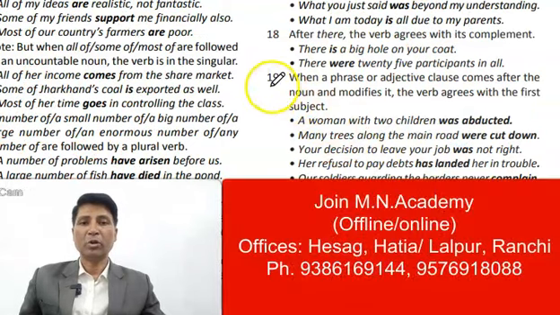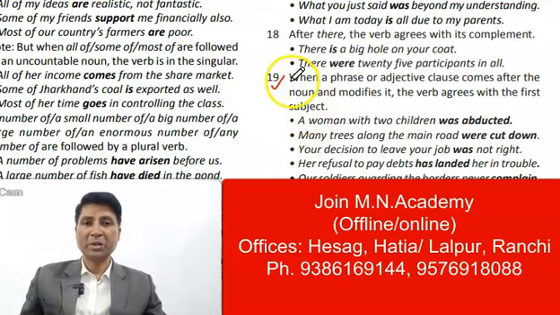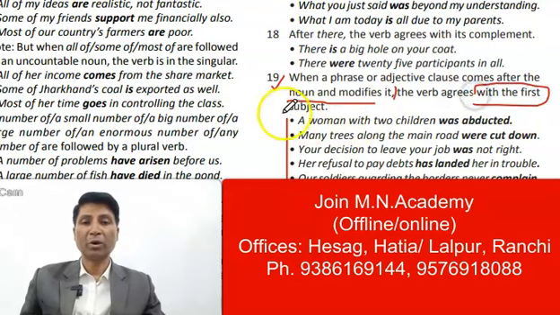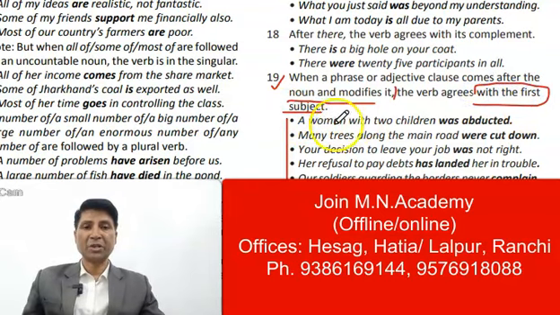Now look at rule number 19. It is one of the most important and useful rules of this chapter. Let us read and understand with the help of examples that are given over here. First, let us read the rule. It says, when a noun is followed by a phrase or adjective clause that modifies it, the verb agrees with the first subject. What does it mean? A phrase or adjective clause.